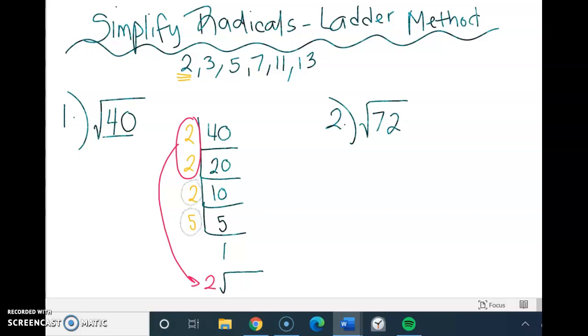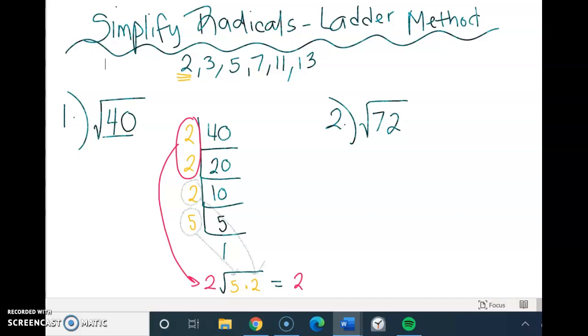Now, what goes inside the radical? The numbers that are by themselves are going to go inside of the radical, and they're going to be multiplying each other. So I'm going to be doing 5 times 2. And that's really it. As a quick reminder, I am circling my pairs, bringing them down, merging them as one number, and then the lone ones, the ones that do not have partners, go inside the radical. And then my final step would just be to simplify this.